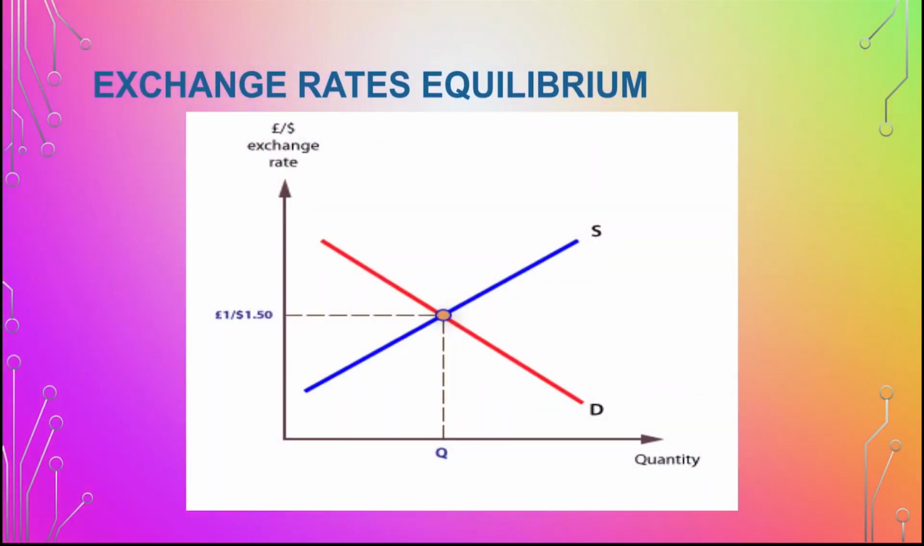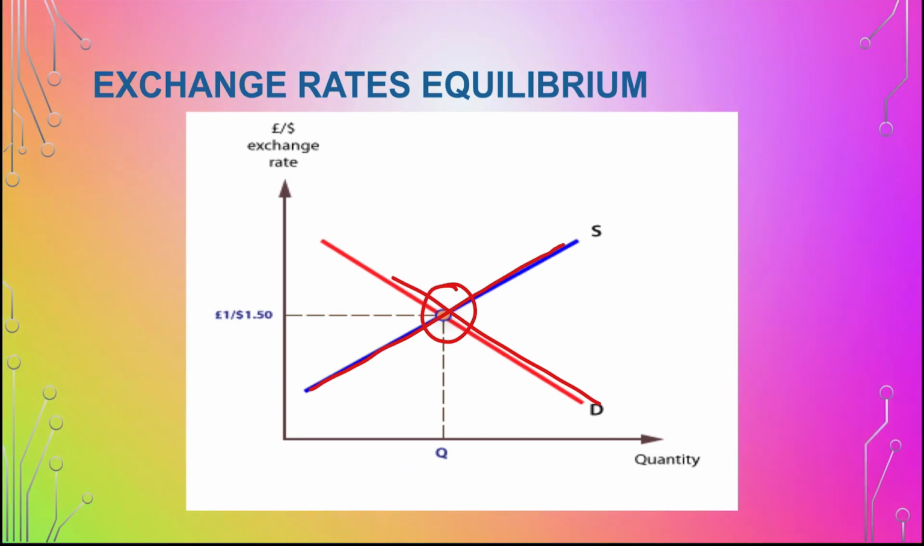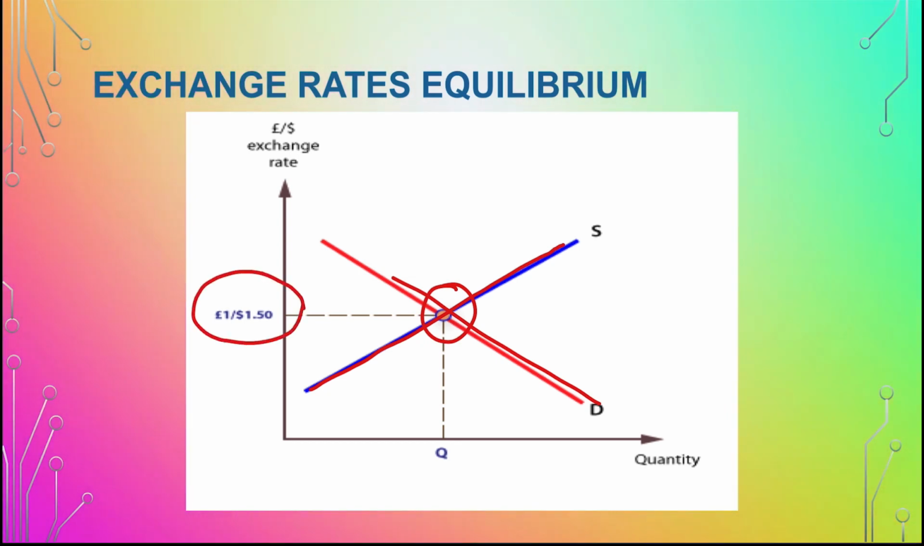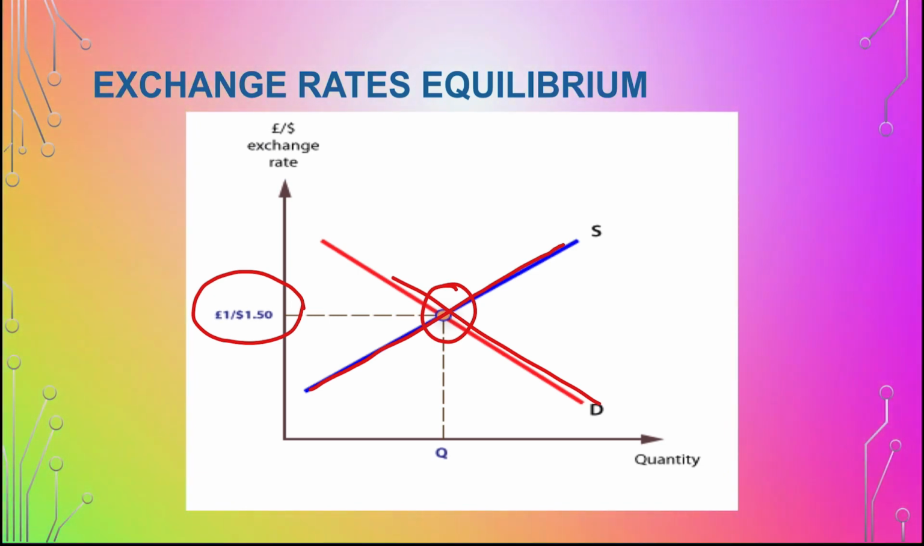So let's look at the exchange rates equilibrium. We have the supply and demand curve, and the point of equilibrium is at the intersection between the demand and supply curve. As for the example before, we can see that this is the exchange rate pound per US dollar, meaning 1 pound is equal to 1.5 US dollar.